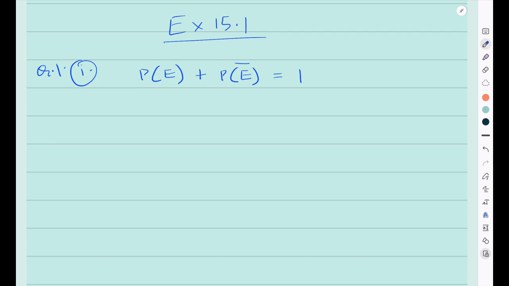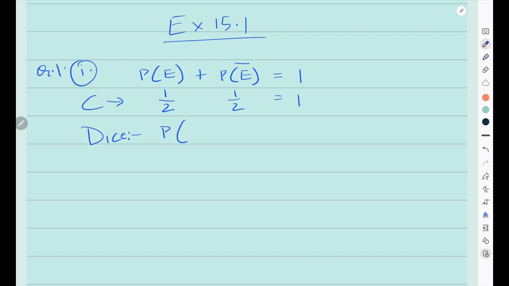So if it occurs, then, for example, getting head is 1 by 2, not getting head is also 1 by 2. So together it will be 1. And this is for the coin. Let us take the dice.